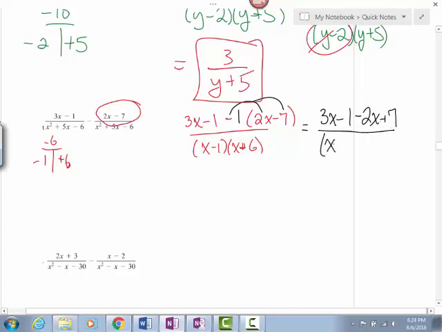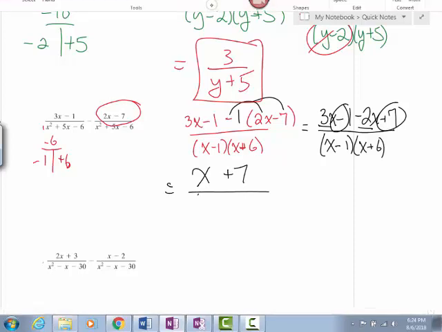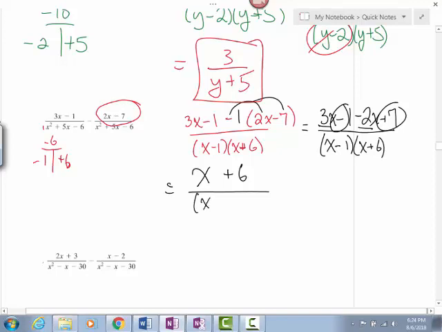On the bottom, I still have an x minus 1, and an x plus 6. Okay. Now we can worry about combining the terms on top. 3x minus 2x is an x. Minus 1 and a plus 7 is a plus 6. Sorry about that. So now I have x plus 6 over x plus 6.